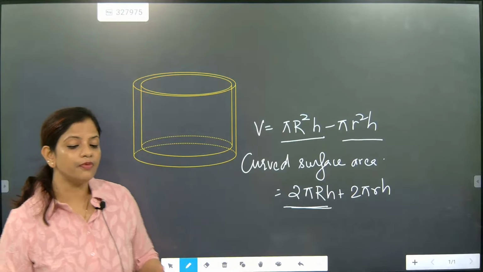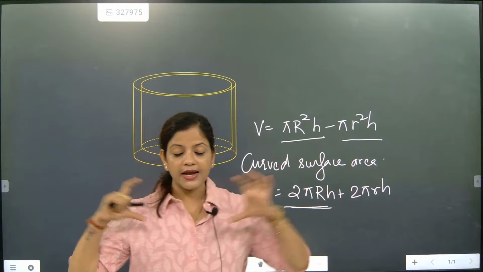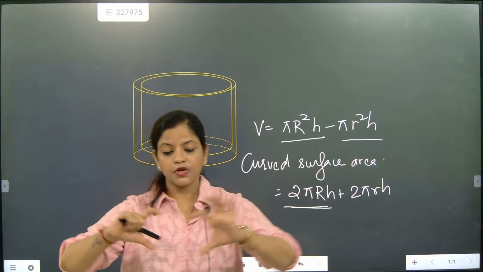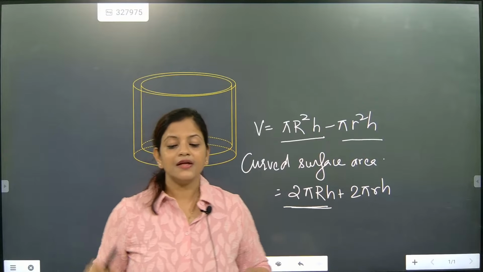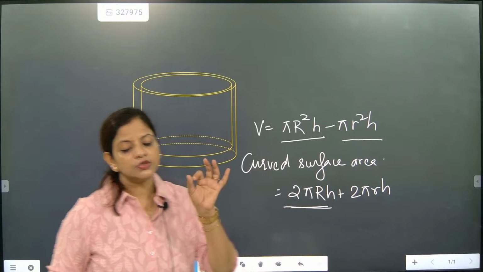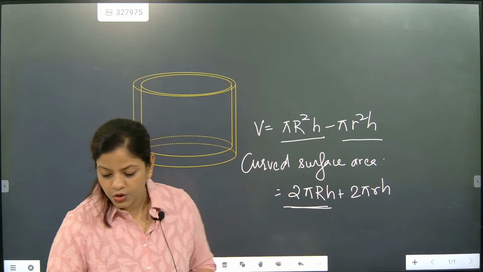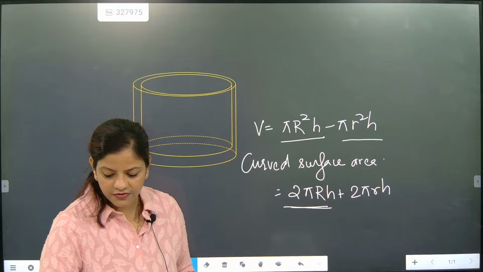How are we going to remember? Curved surface area means the inner part of the cylinder and the outer part of the cylinder. Both of these you are going to paint, and that is the curved region. So since we include the curved region, the curved surface area will be 2 pi rh plus 2 pi rh.